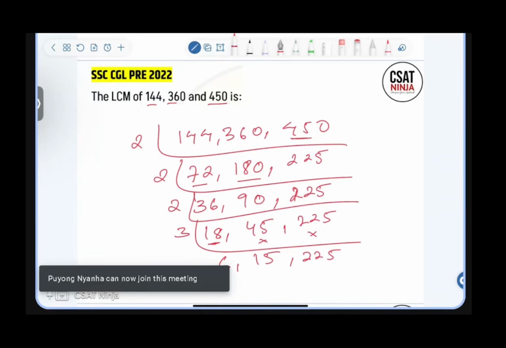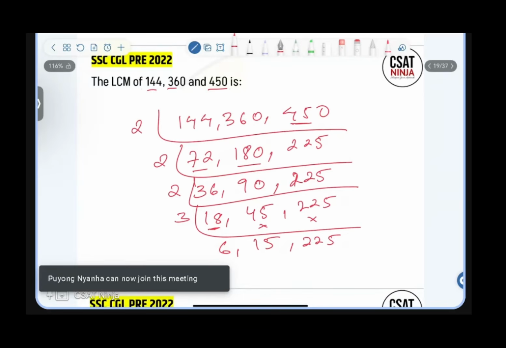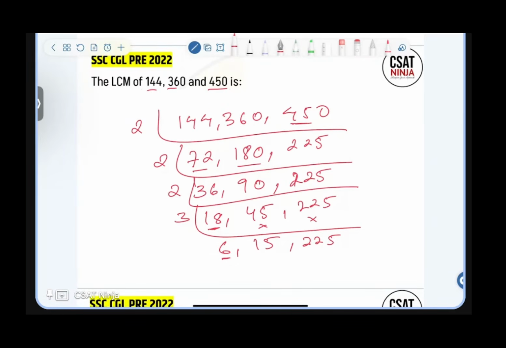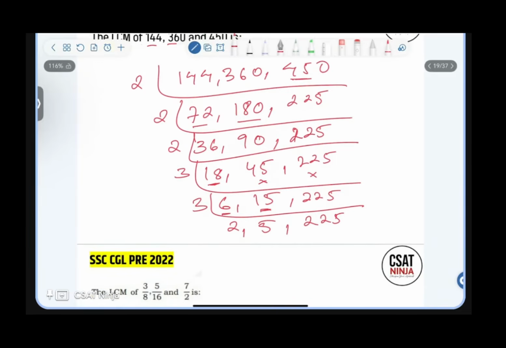So you look at this one again. I can go by 3. Why? Because this number is divisible by 3 and this number is divisible by 3. At least 2 should be divisible by 3. Okay, so 3 twos are 6, 3 fives are 15, and 2, 2, 5. Now I can go by 5 because we have 5 here. We can divide by 5 here. 5 twos, I'll bring it down. 5 ones are 5, 5 fours are 20, and 5 fives are 25.